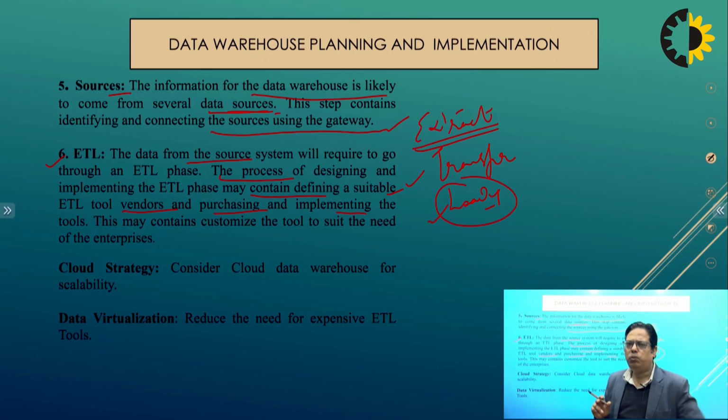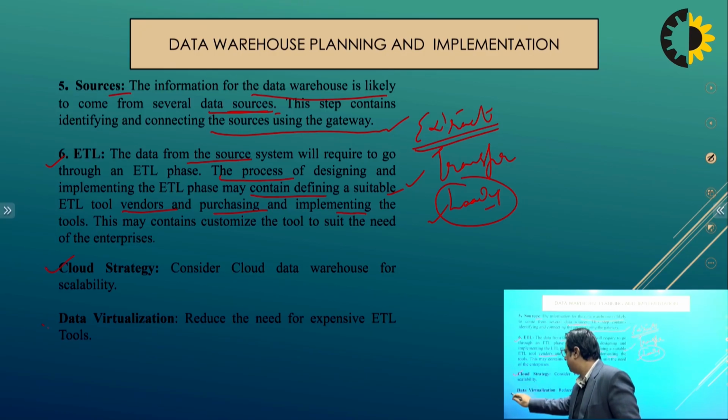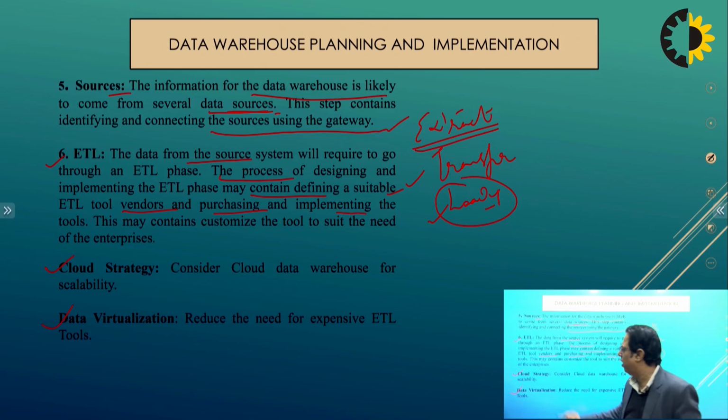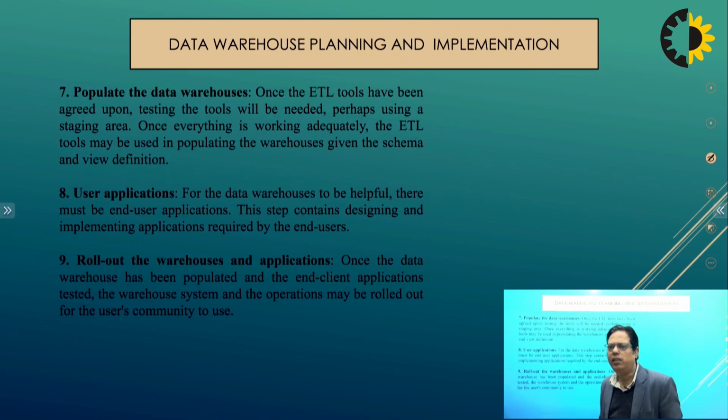There are two things basically used in the ETL process. The first one is cloud strategy and the second is data virtualization. Cloud strategy is used if we need to scale the data warehouse, and if we need to analyze and extract from the data warehouse. So we use cloud strategy and cloud computing technology. Consider the cloud data warehouse for scalability. Data virtualization reduces the need for expensive ETL tools. We can easily use the data tools from data virtualization concepts.